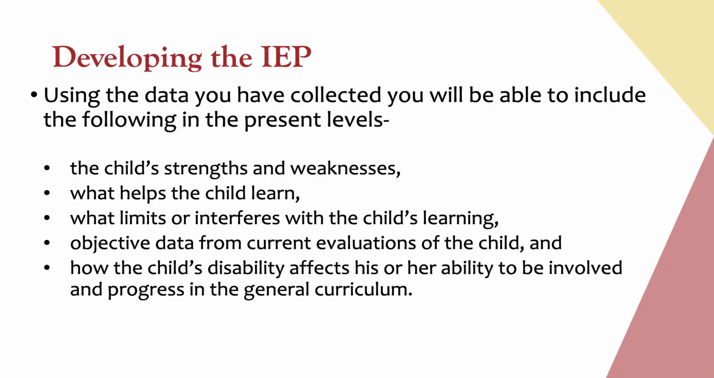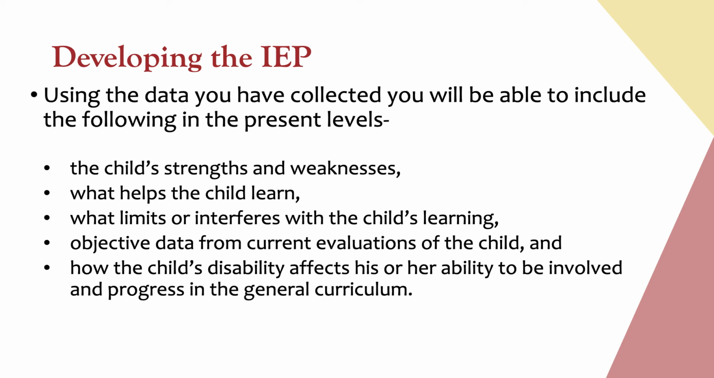Once you have collected data from multiple sources, you will then begin to form your behavior goal for the student. IDEA requires that each IEP must include a statement of the child's present levels of academic achievement and functional performance. You will synthesize your behavior data and findings into the present levels. You will include the child's strengths and weaknesses, what helps the child learn, which are the accommodations, if needed, and what limits or interferes with the child's learning. Any objective data from the current evaluations of the child and how the child's disability affects his or her ability to be involved and progress in the general education curriculum.